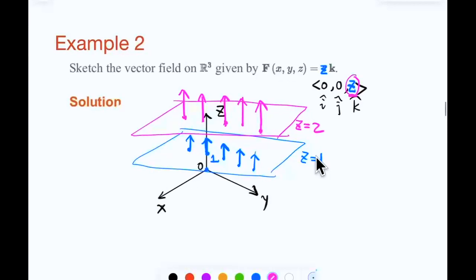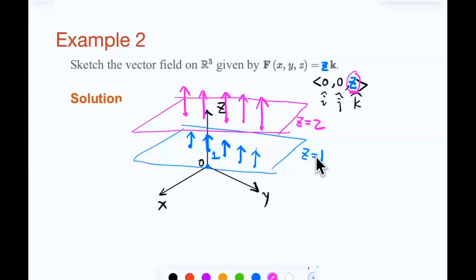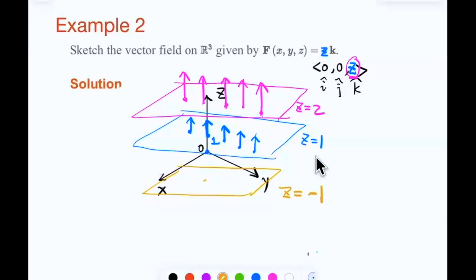And similarly, what about the plane where z is equal to negative 1? It's going to point downward like this. So you see the idea, right? For every horizontal plane, they have the same vector, and it depends on the z. So we're able to draw this vector field in this example by hand because of this particular simple formula.